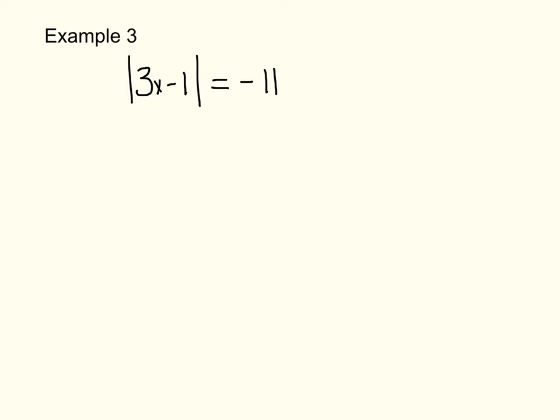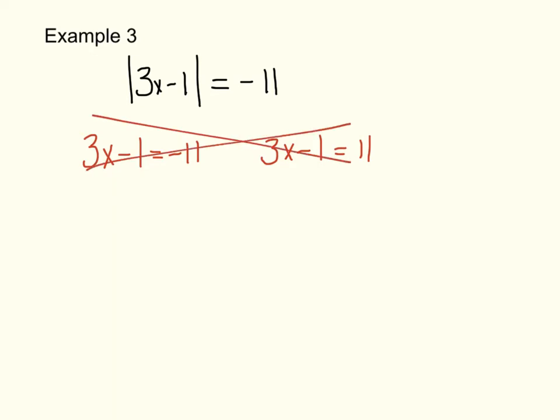I want you to pause the video and write your two equations for this absolute value equation. So pause the video and write just two separate equations. So the two equations that you probably wrote were 3x minus 1 equals negative 11 and 3x minus 1 equals positive 11. Is that what you got? That's wrong. Why?